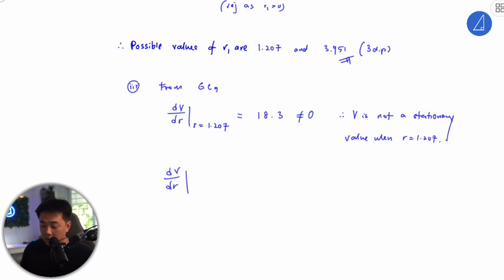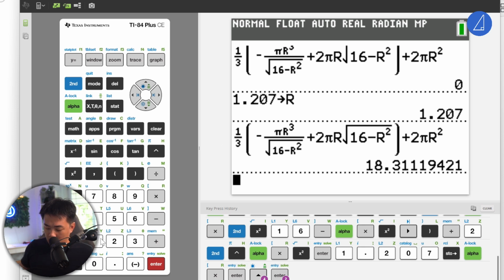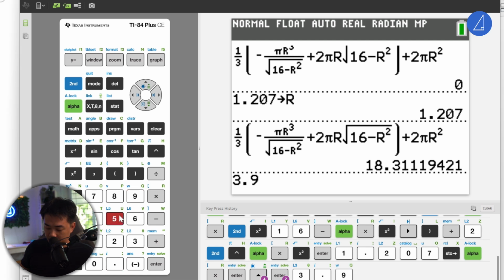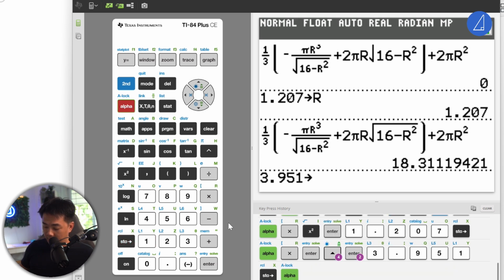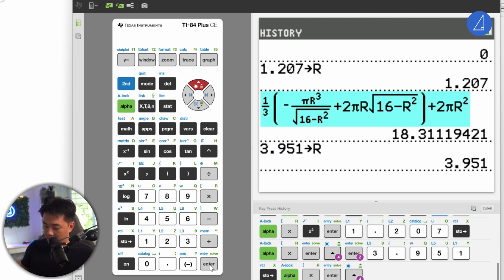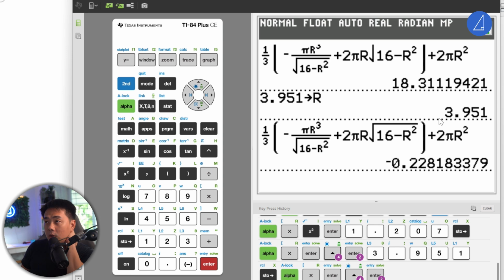So what we need to do next is then just replace the other value, 3.951, into the calculator. So 3.951, store. Okay, so how do you store it? You just press store, then you just put r value in. Okay, then press enter, then you just copy this guy, enter again. It gives you close to 0, but maybe because 3 dp is not enough, so maybe if we use more than 3 dp, it should give us a 0.